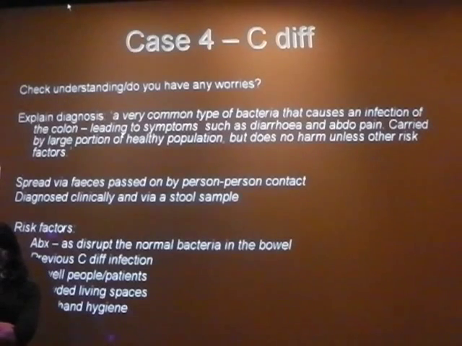If you've had previous C. diff infection, you're a lot more likely to have it again. And it generally causes harm in people who are unwell, in crowded living spaces, and with poor hand hygiene. So that's why it's very common in nursing homes or in hospital patients, because it's such close quarters and, obviously, people are sick, so it affects them a lot more.